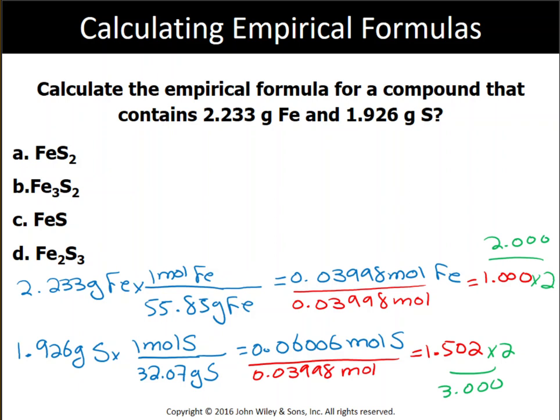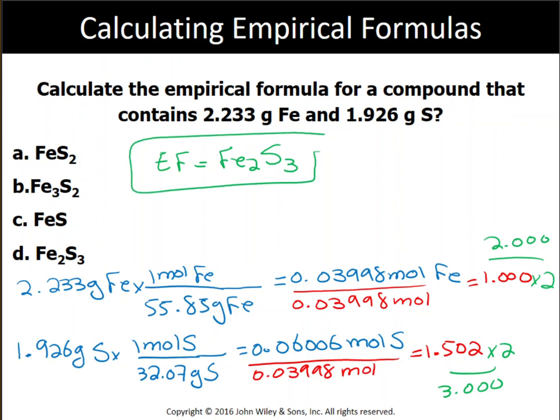So therefore, the empirical formula of this compound is 2 irons and 3 sulfur. Just keep in mind that when you multiply by a factor to get a whole number, first of all, it has to be the smallest factor, and then every single element needs to be multiplied by that factor.